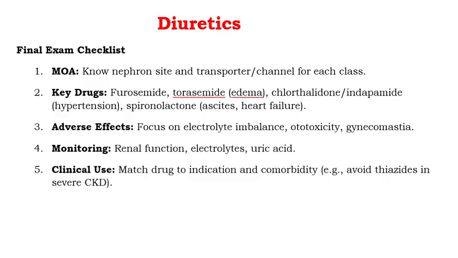4, essential monitoring. What do you need to check? Renal function, creatinine, electrolytes, especially potassium, sodium, maybe uric acid. And finally, number 5, clinical application. Be able to apply your knowledge. When would you choose a loop over a thiazide? When might a potassium-sparing drug be risky? Think about patient scenarios. Excellent checklist, really covers the core concepts.